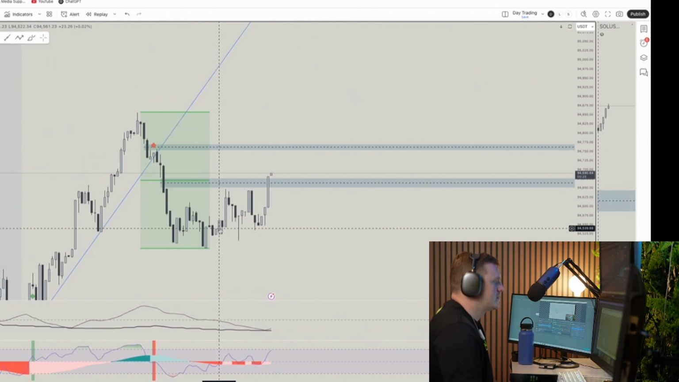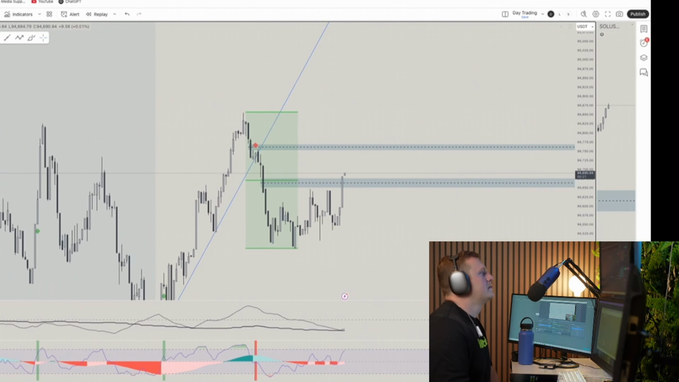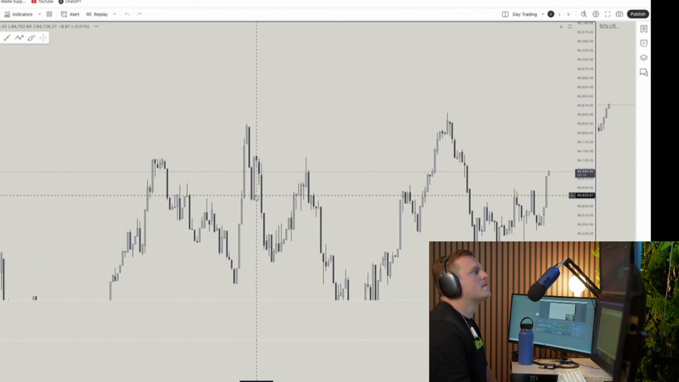Like this consolidation and chop grinding up, constantly getting rejected out of this one, finally breaking above it. I'm just not a huge fan of it. I could see myself 100% taking it if the top one did this sooner. So that's kind of like another one you could possibly look at.